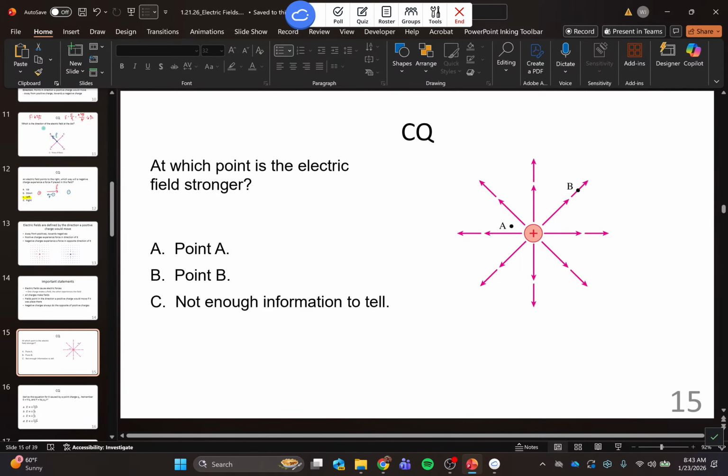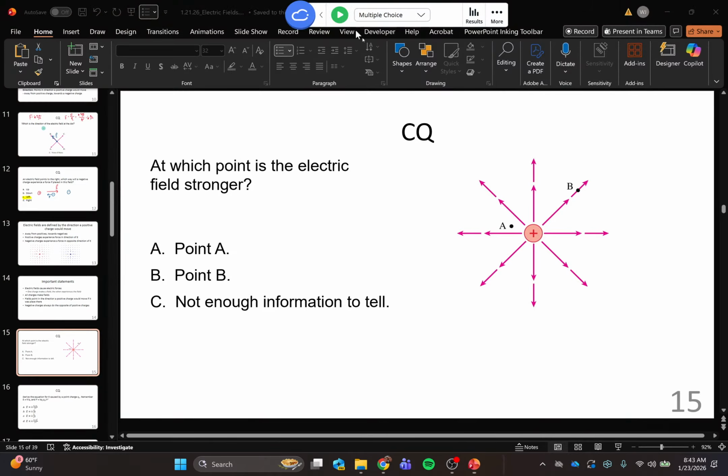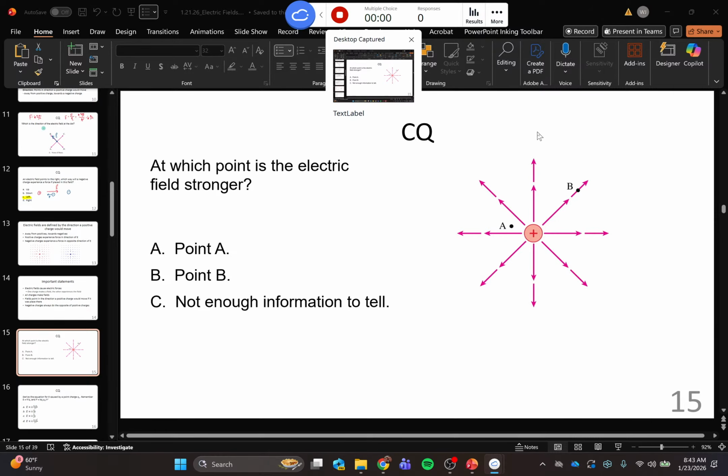Here's a picture. I got a charge. My question to you is, at what point is the electric field the strongest? We have point A, which is up to the left, and a little bit closer. B is farther away, and it's up to the right. At which point is the electric field stronger? Go with your gut.